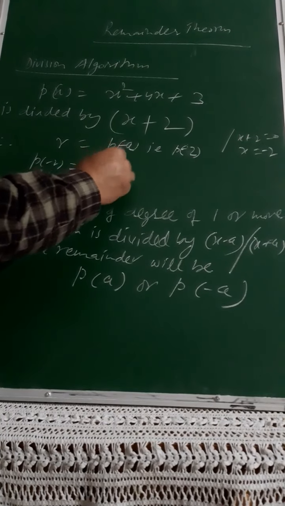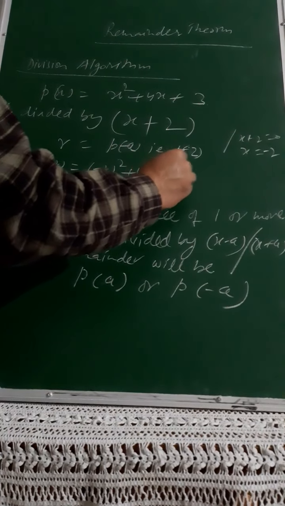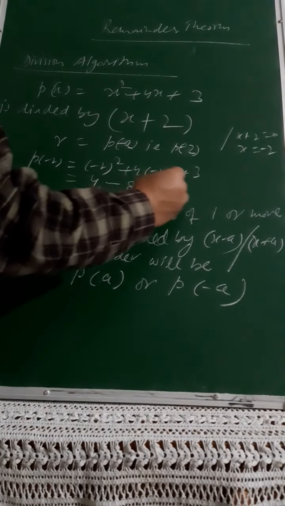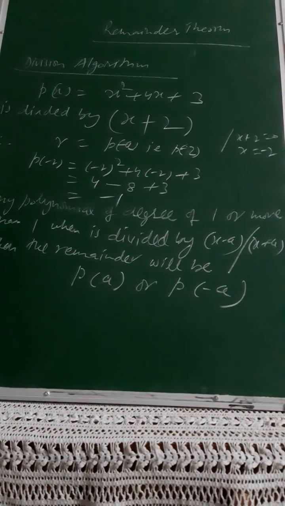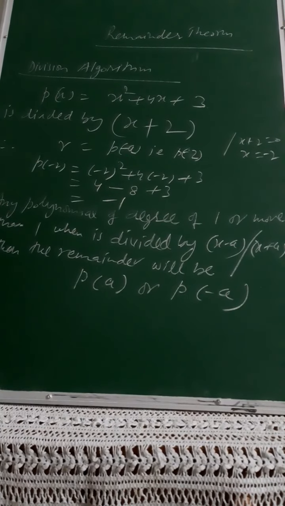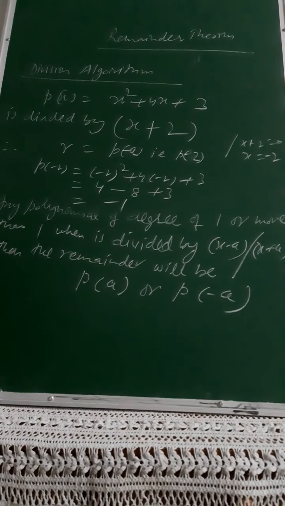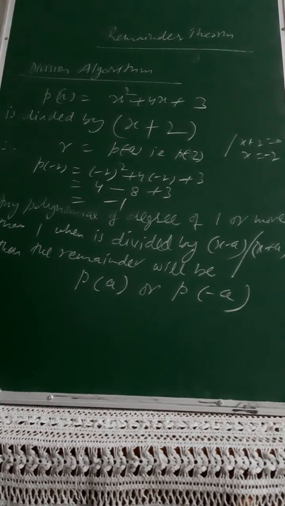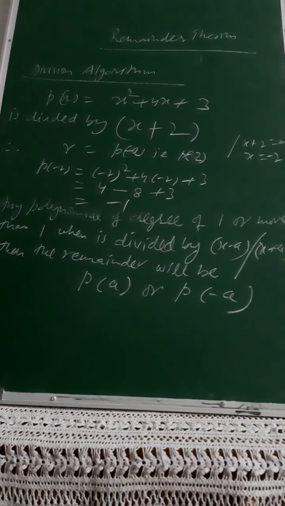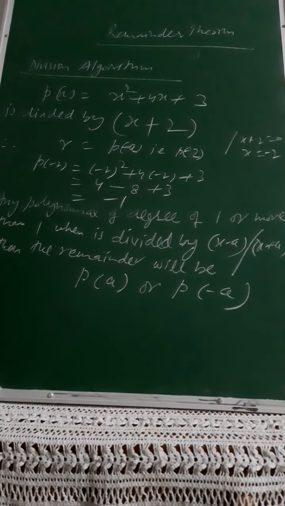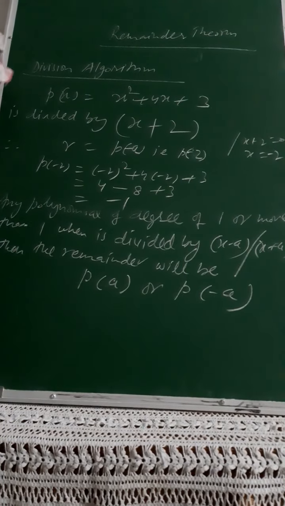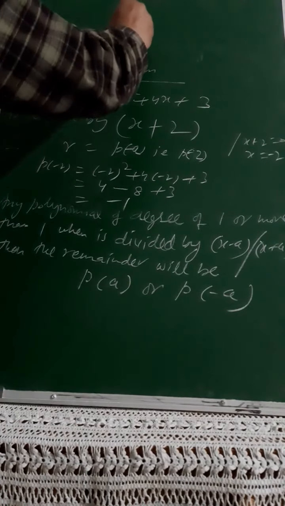And I have to replace x by minus 2. 4 into minus 2 plus 3, in that case 4 minus 8 plus 3, 4 plus 3 is 7, 7 minus 8 is minus 1. So, my remainder will be minus 1. So, that is the use or advantage of this remainder theorem, that we can avoid the long division by directly substituting these values of a or minus a, and we can get the remainder. That is the application part we need to apply in the questions given in your exercises.